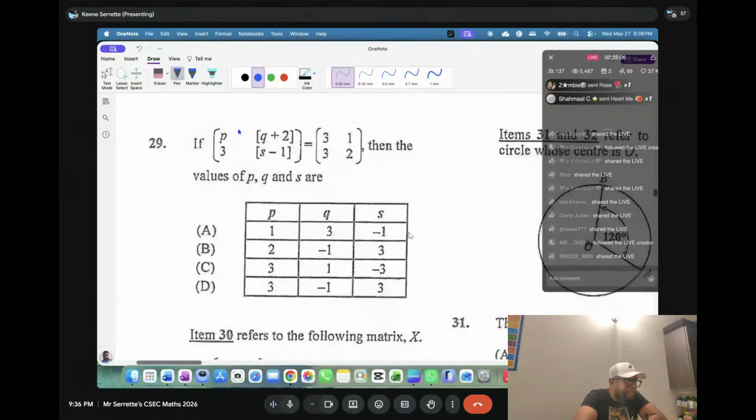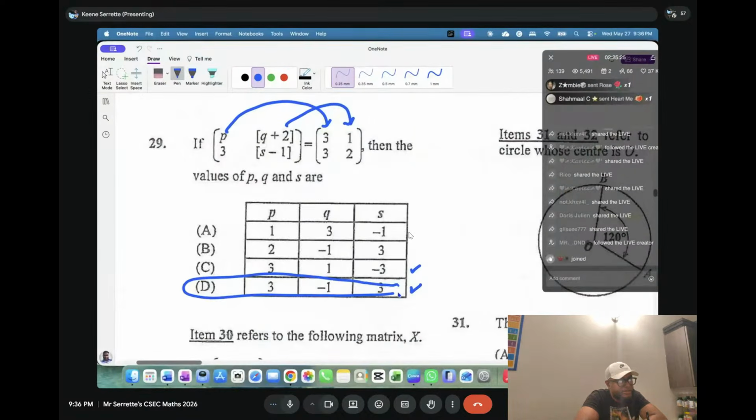So P, Q, and S. So let's see what's going on here. P would be equal to what? 3. So it's either one of these two. So Q plus 2 will be equal to 1. So when you carry the 2 to the next side and minus it, Q will be negative 1. So the answer is D. Yeah, Q is negative 1. Proper.